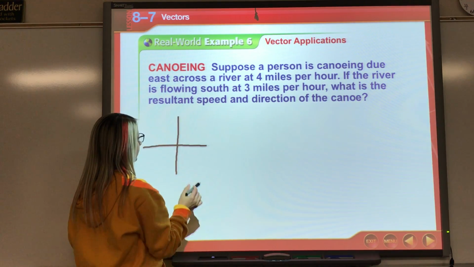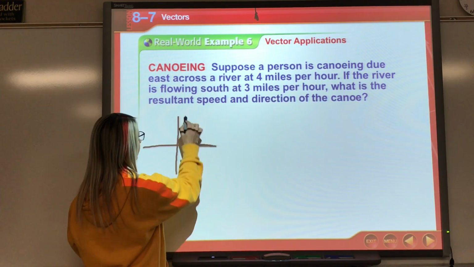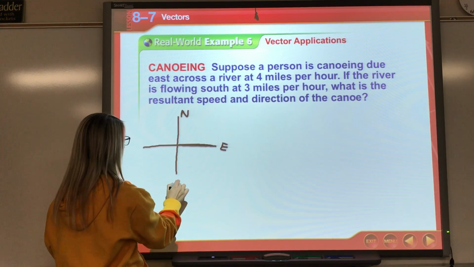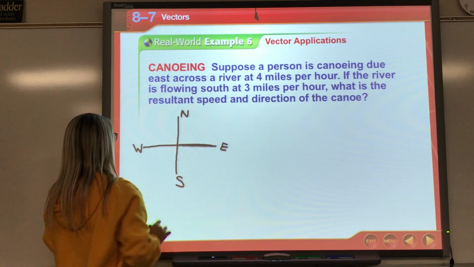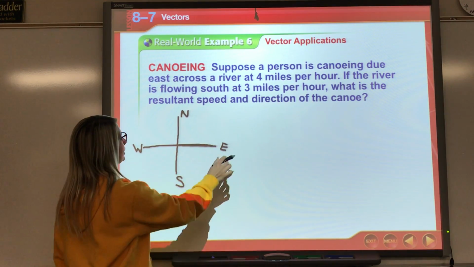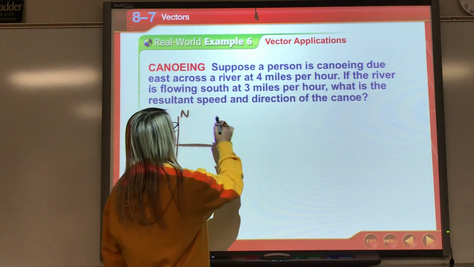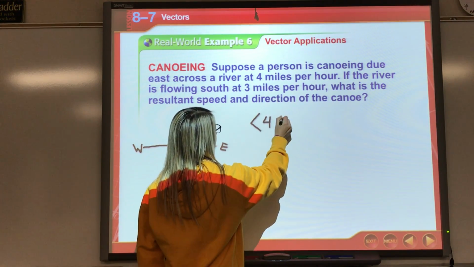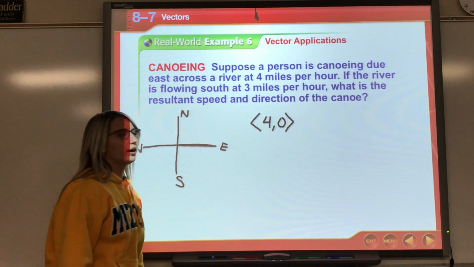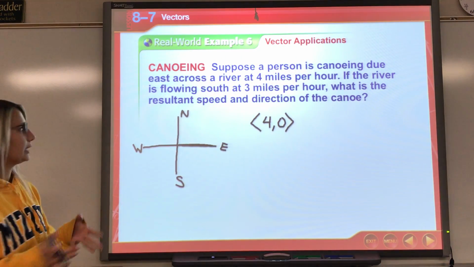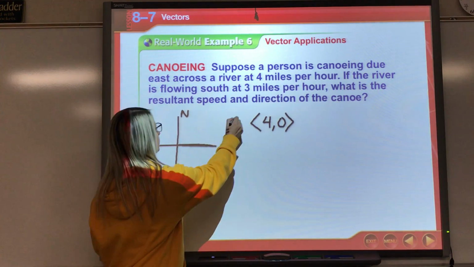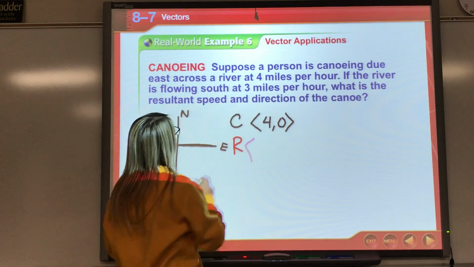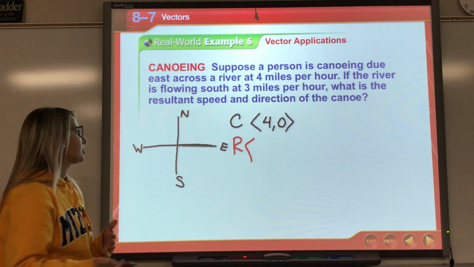If they're canoeing due east, that means they're going straight east on a coordinate plane. This would be north, east, south, west. So we're going due east. If we wrote a vector for that, being 4 miles per hour, our canoe is going 4, 0, because it's not going up or down any. Okay, that's our canoe.